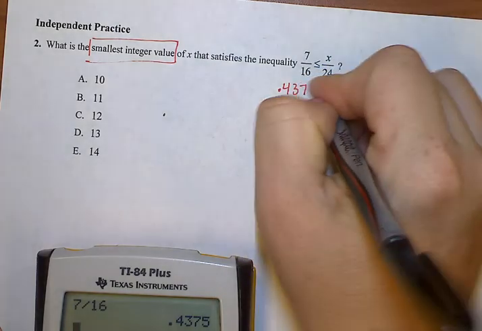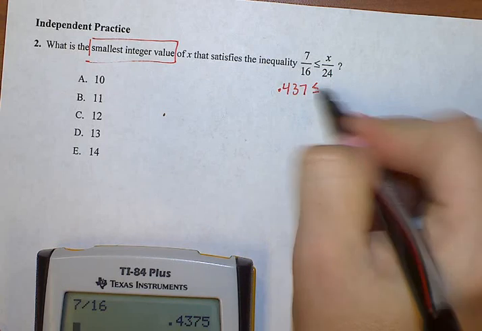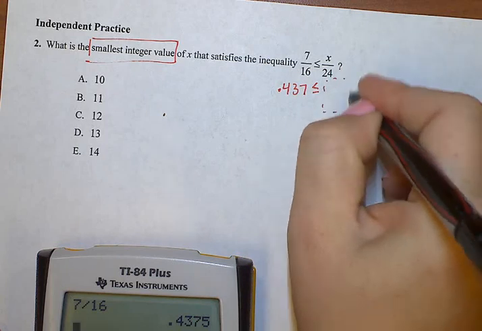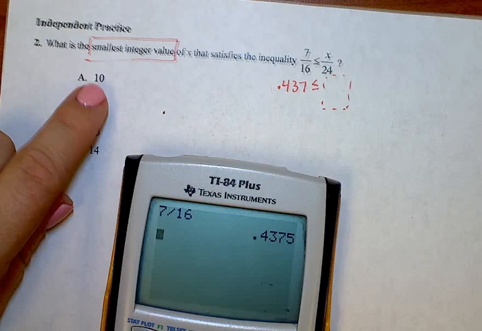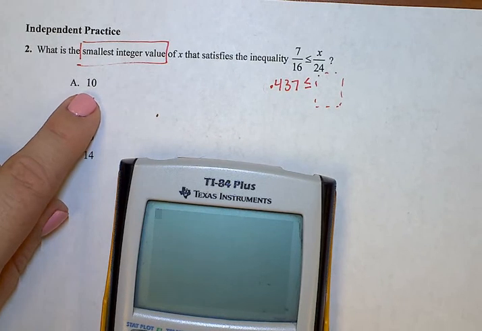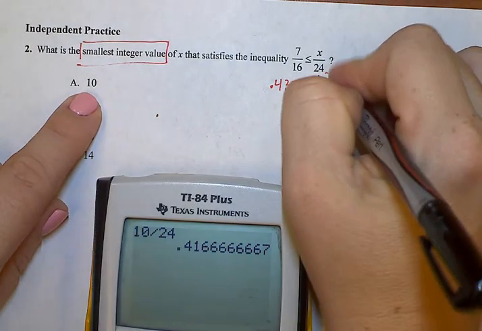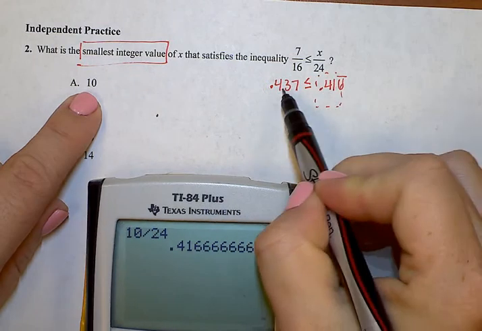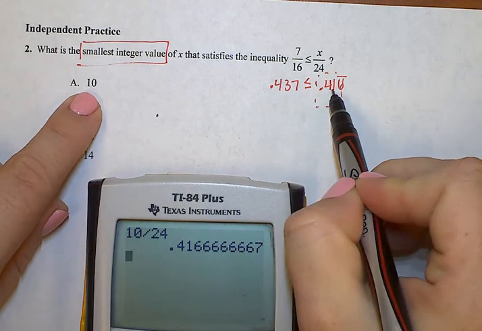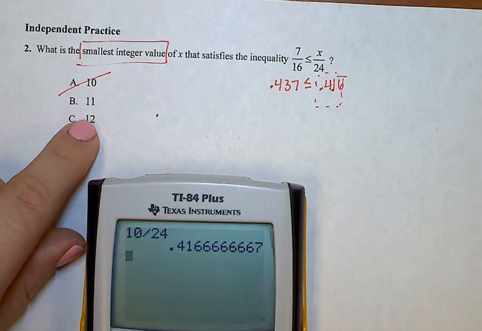And it says this value has to be less than whatever this is. This has to be less. So I'm going to start with 10. I substitute 10 in for the x value, and I get an answer of 0.416. So is this value less than the right-hand side? No, this is actually greater. It cannot be A.